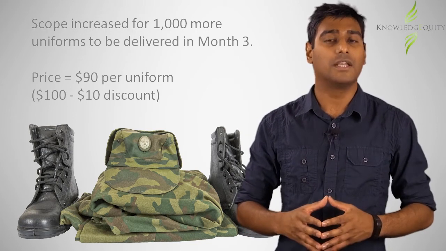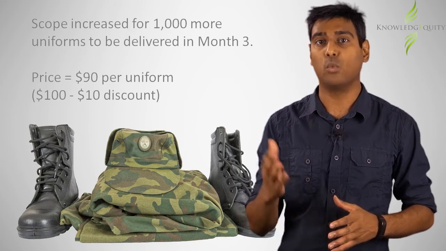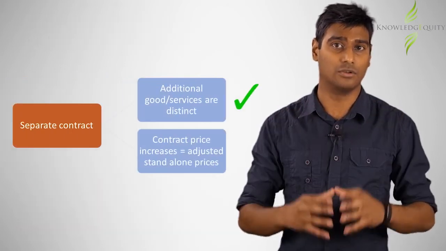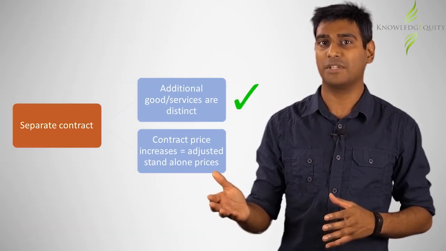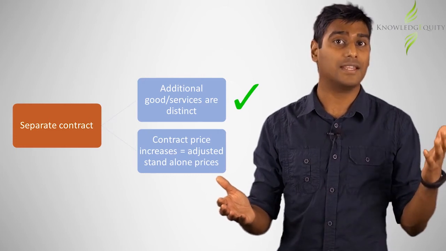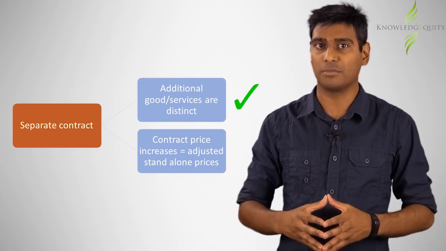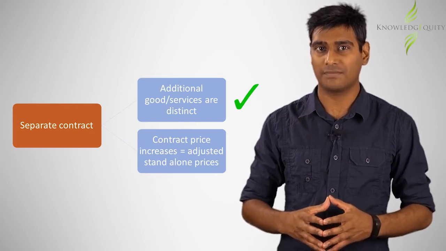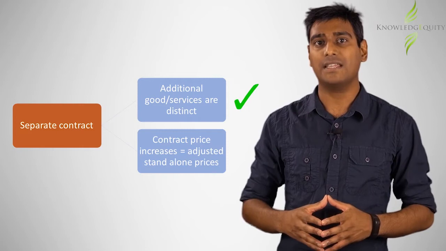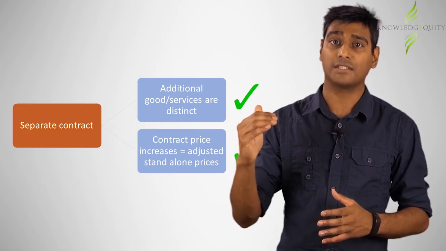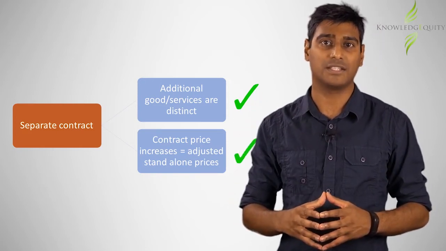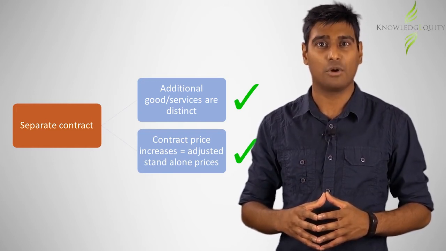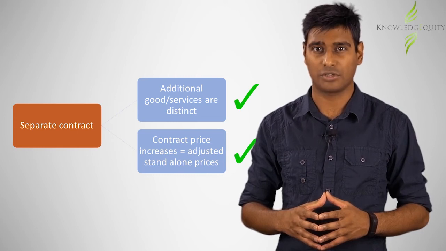In this example, the modification related to an additional 1,000 uniforms to be delivered. The uniforms are distinct goods because the Army can benefit from the additional uniforms on its own, and it is separately identifiable from other promises in the contract. Further, the second requirement is also satisfied. That is, the price increases reflect the standalone prices of those uniforms with the price adjusted for a discount. Since both these requirements are met, the modification would be treated as a separate contract.